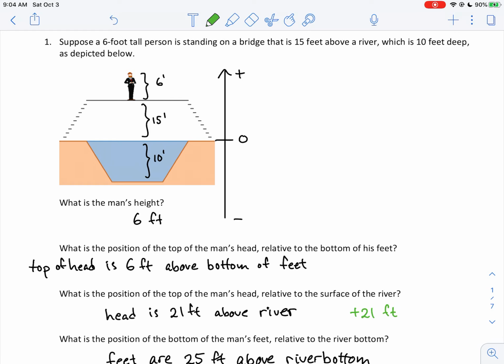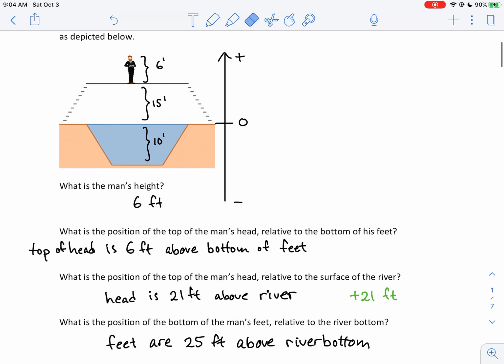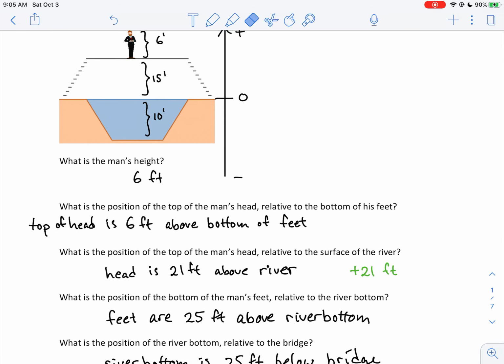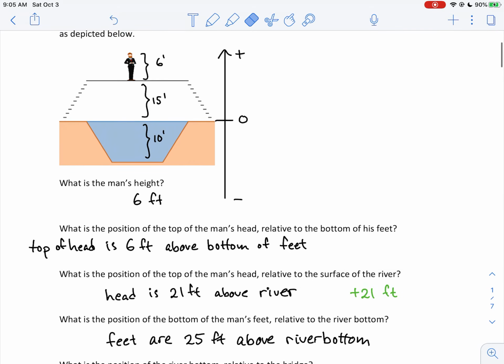If I don't change the frame of reference, and I say, relative to the top of the water, so keep the same frame of reference that we see right here, what is the position of the river bottom? The river bottom would be at a position that's 10 feet below what we're saying position 0 is, so we would say negative 10 feet would be the river bottom relative to the surface of the river. But most of these questions do switch the frame of reference.